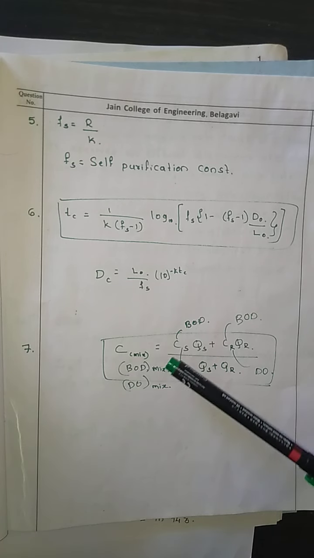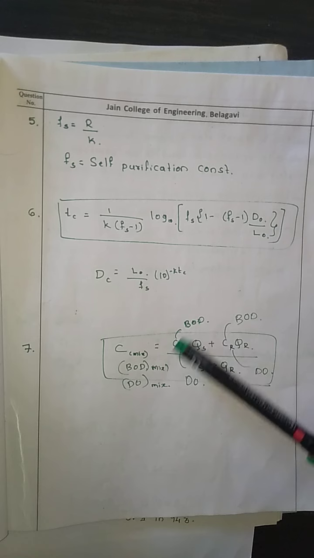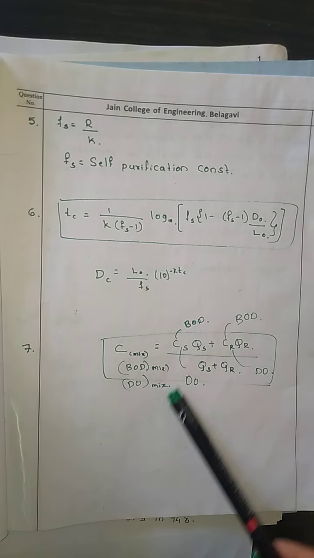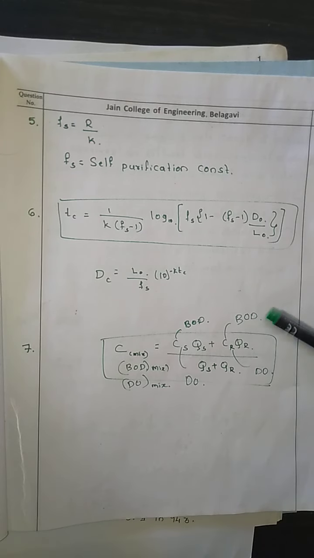Okay, so if we want the BOD of a mix, we write the BOD of the sewage and the BOD of the river. Then again, if we want the DO of the mix, we write the DO of the river and the DO of the sewage. So like this we can write this particular formula.